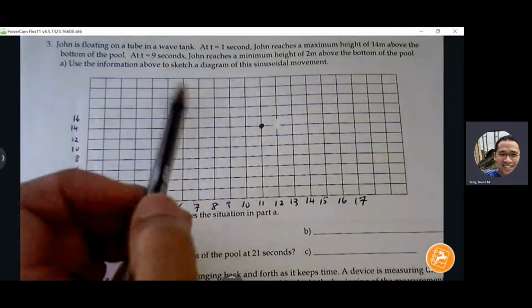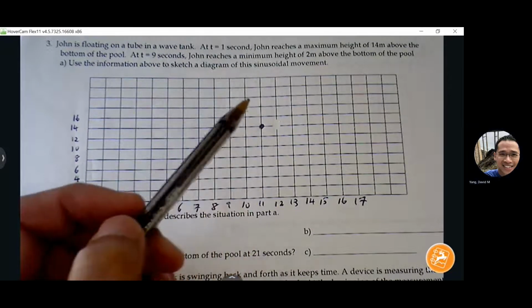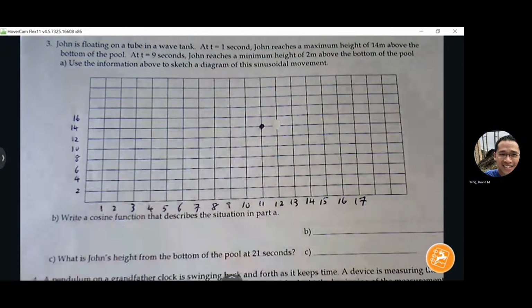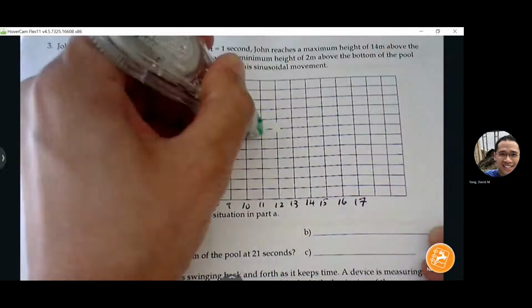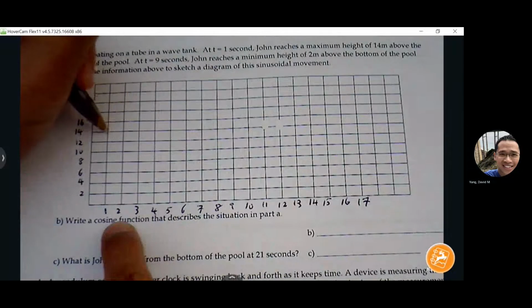Oh, sorry, my bad. Okay, back to what I did here. Misread it. Okay, 1 second, maximum height 14.